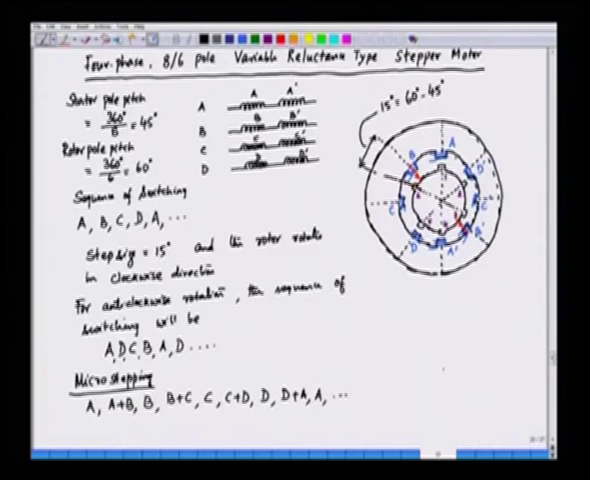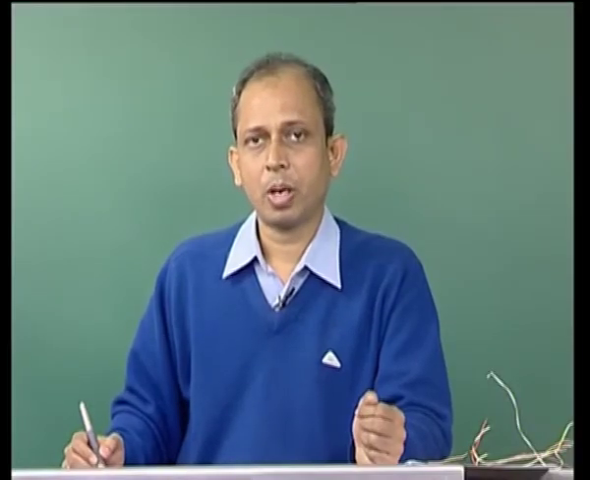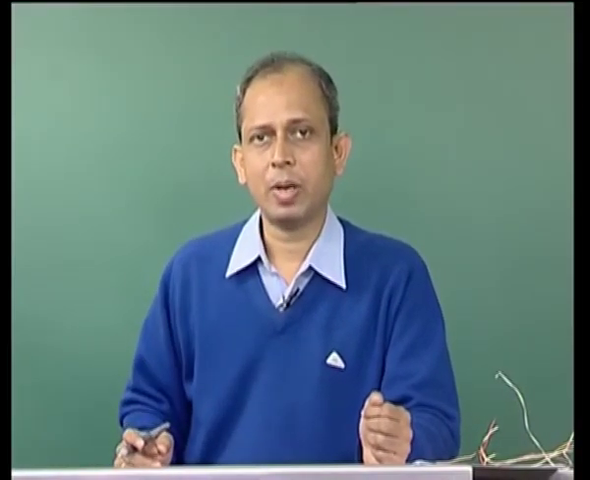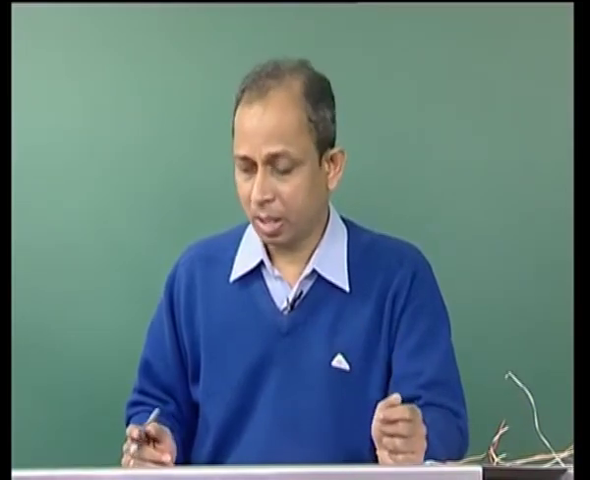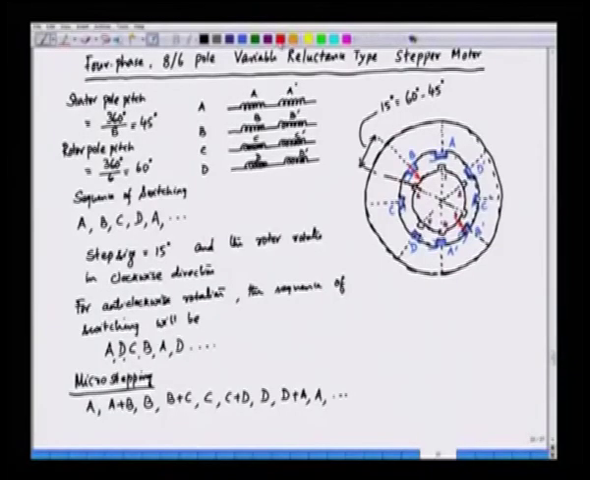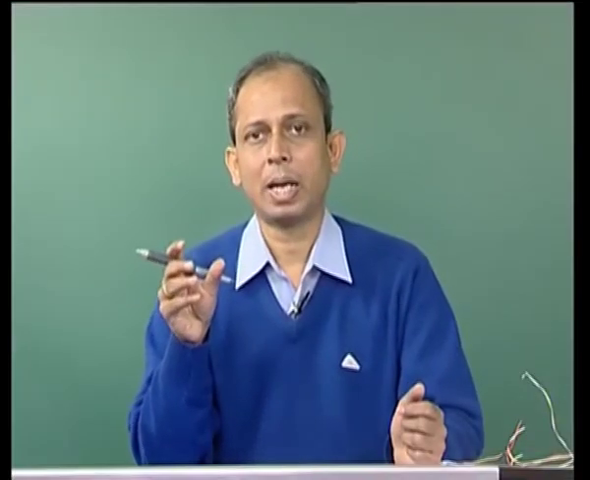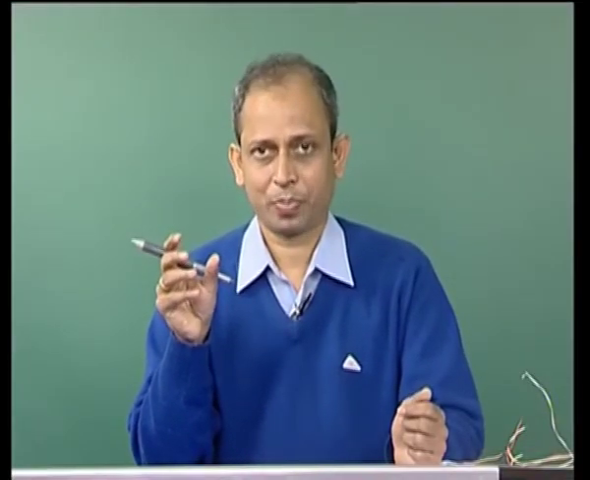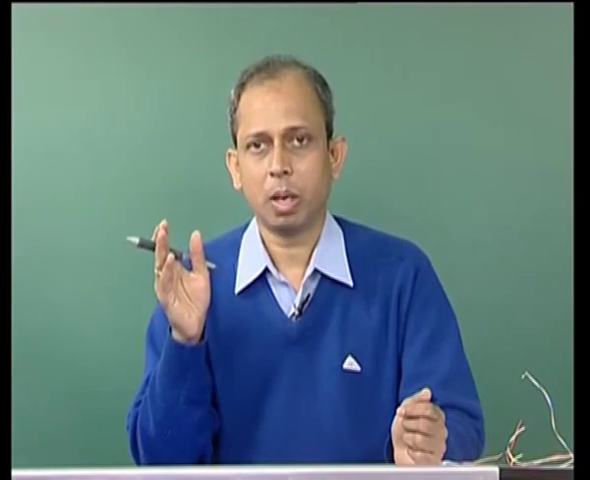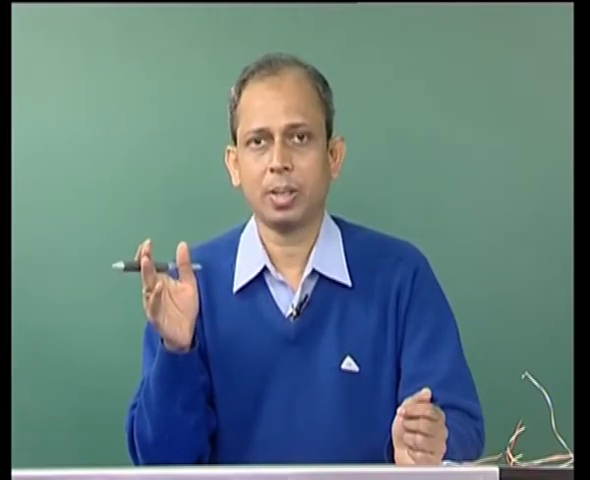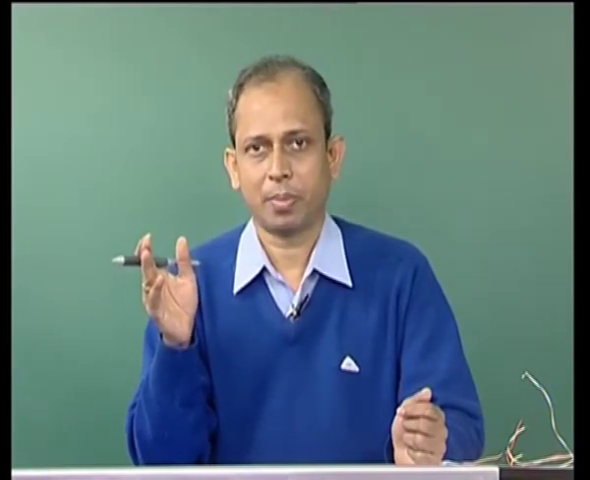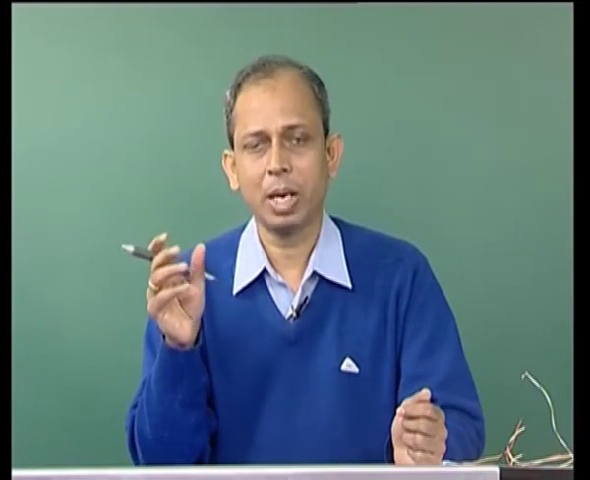So, what happens in microstepping? We are first energizing phase A, and the rotor aligns along phase A. Then we energize both phase A and B. When we energize both, this is energized and also this is energized. In this situation the rotor will try to occupy an intermediate position. The pole will not be aligned fully along the stator MMF.